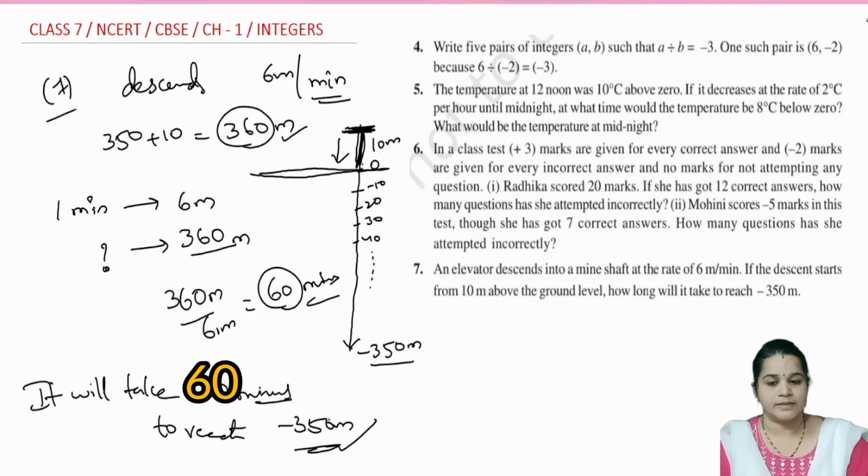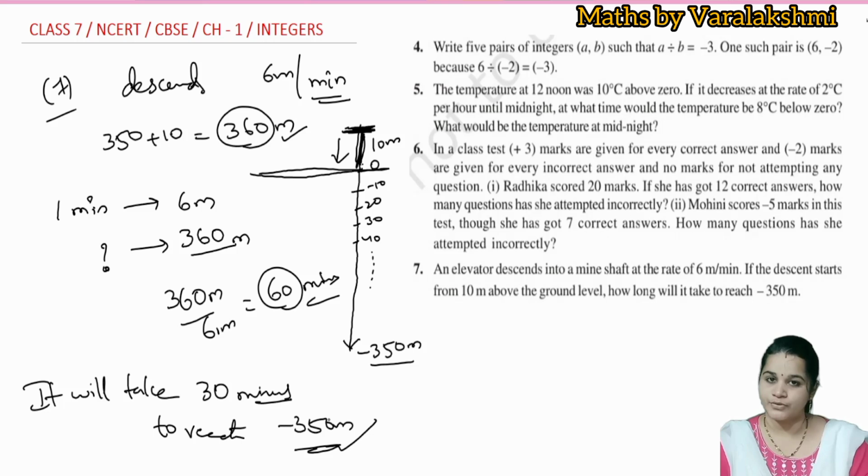So this is all about the third exercise of chapter 1, integers. Three examples are given in the textbook. Do try to solve them and practice all the exercises 1, 2 and 3. If you have any doubts, you can ask me in the comment section.